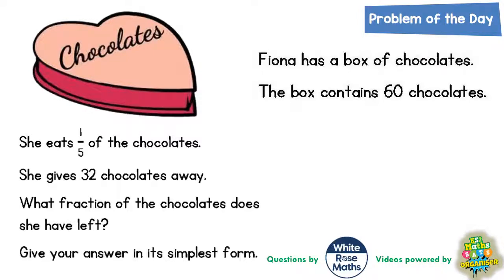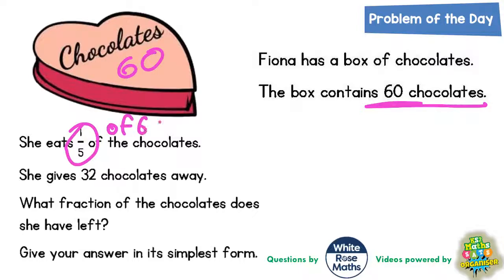And this one is all about Fiona's box of chocolates. It says the box contains 60 chocolates. Let's write that on there. She eats 1/5 of the chocolates. So she's basically eating 1/5 of 60.